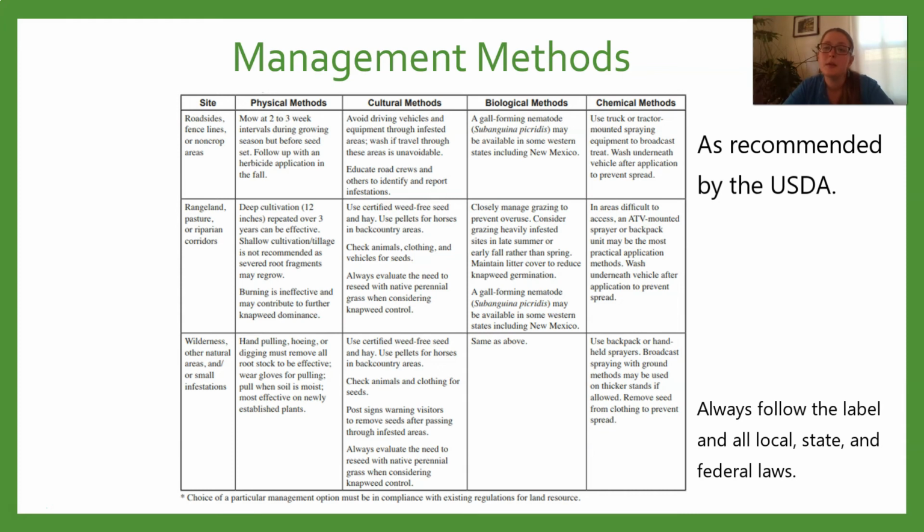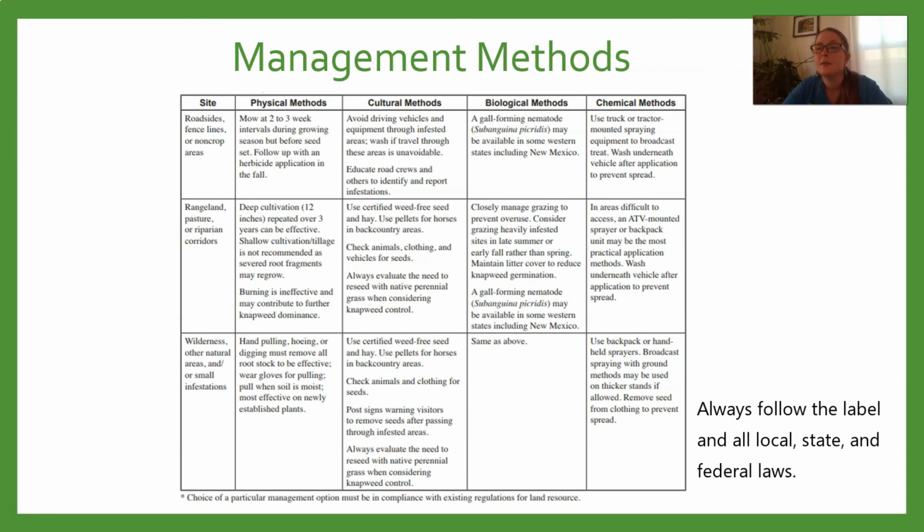These two chemicals are much more selective. They tend to go to more broadleaf plants, so there's less damage that is done to grasses and forbs. But it's highly recommended when choosing any herbicide to contact your local university county extension office.